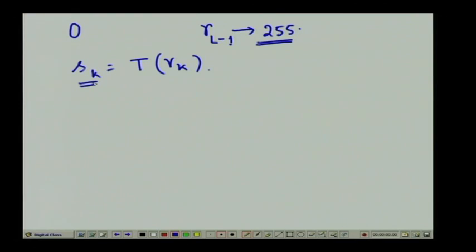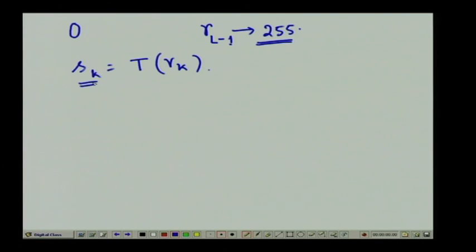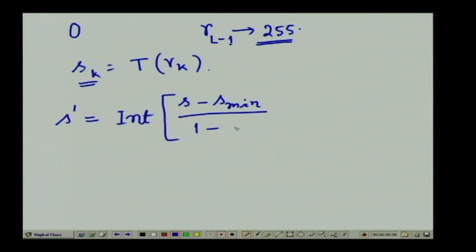So, for practical implementation, we have to do some post processing, so that all these s_k values in the range 0 to 1 can be mapped to the maximum dynamic range of the image, that is from 0 to 255. The mapping function we use is given by s' equal to the integer value of (s minus s_min) divided by (1 minus s_min), into L minus 1, where L minus 1 is the maximum intensity level, plus a DC shift of 0.5.